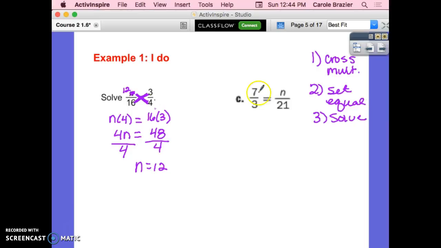Okay, so for this one, if I cross multiply and I do 7 times 21, and then that has to be equal to 3 times n.